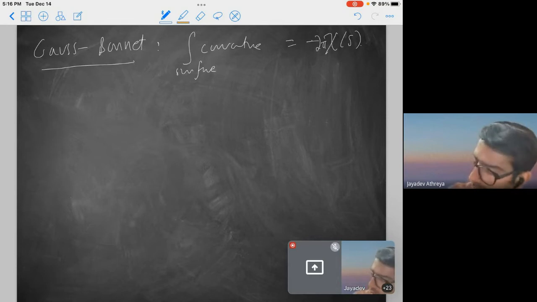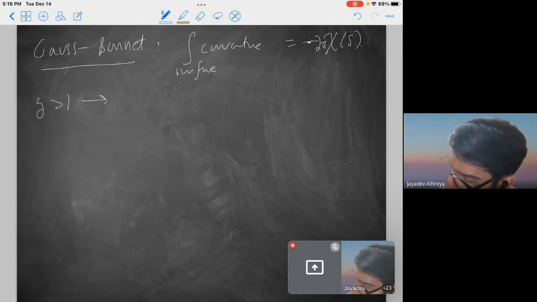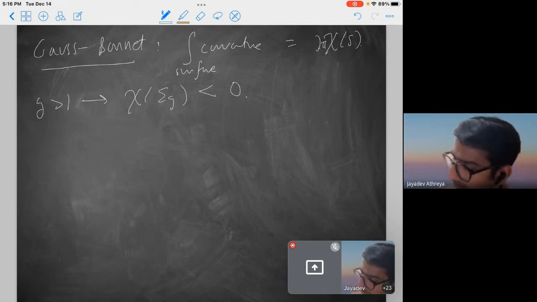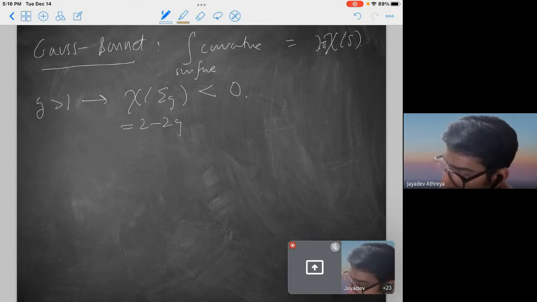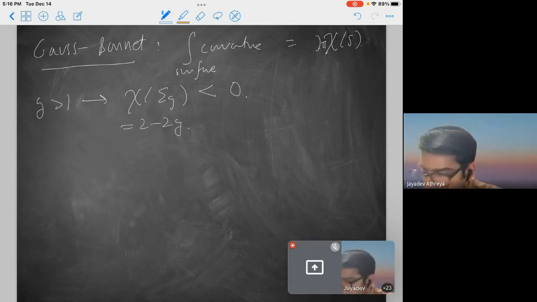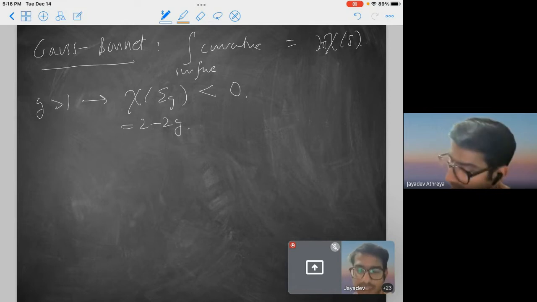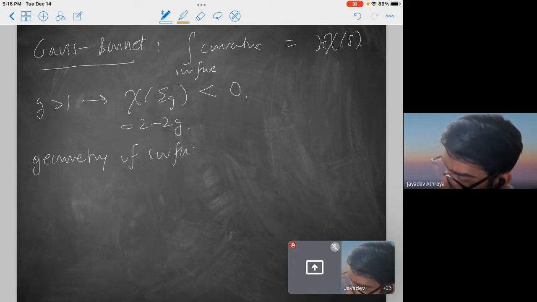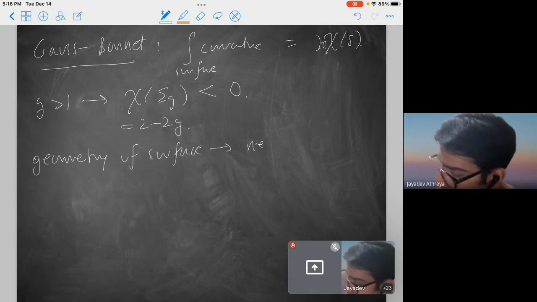And so as soon as my genus G is bigger than 1, the Euler characteristic of my surface of genus G, which is 2 minus 2G, is negative, right? And so my surface has to have negative curvature. So the geometry of the surface should have negative curvature.